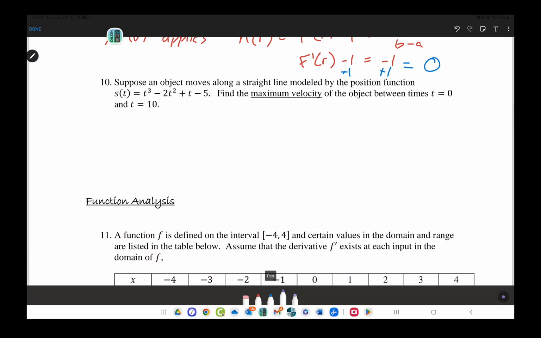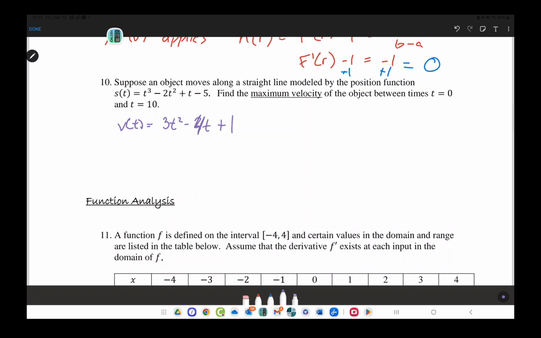Suppose an object moves along a straight line modeled by the position function. Find the maximum velocity of the object between times t equals 0 and t equals 10. How do you find the maximum velocity? First, we need velocity, right? So v of t is equal to what? 3t squared minus 4t plus 1. So that's your velocity function.